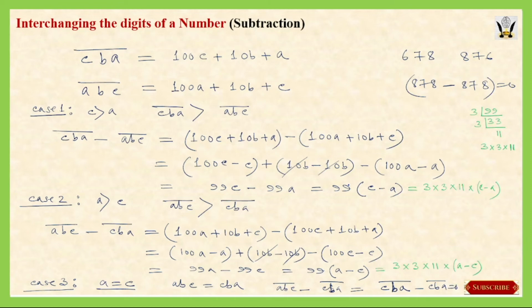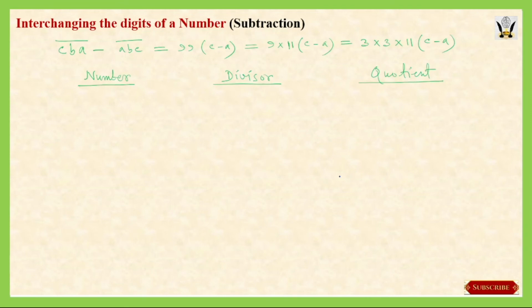Next we will see how we can play with this subtraction and division. Here this is the result of subtraction. We have two factors, 99 and C minus A. Now 99 can be further factorized as 9 multiplied by 11, and 9 can again be factorized as 3 and 3. So we can look at the result of subtraction as having two factors, 99 and C minus A, or three factors, 9, 11 and C minus A, or four factors, 3, 3, 11 and C minus A.